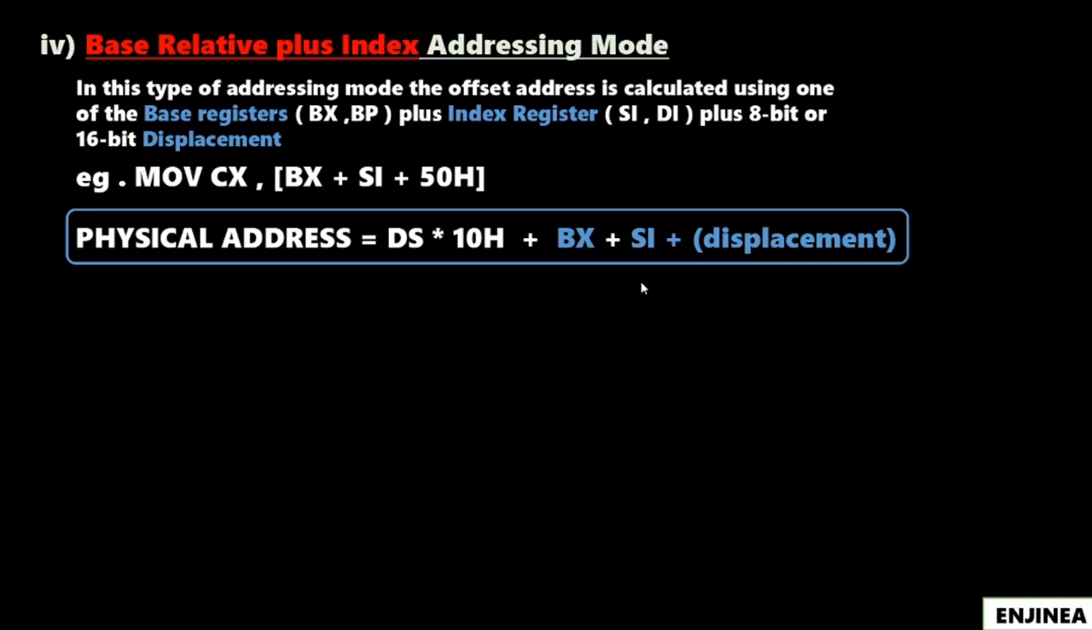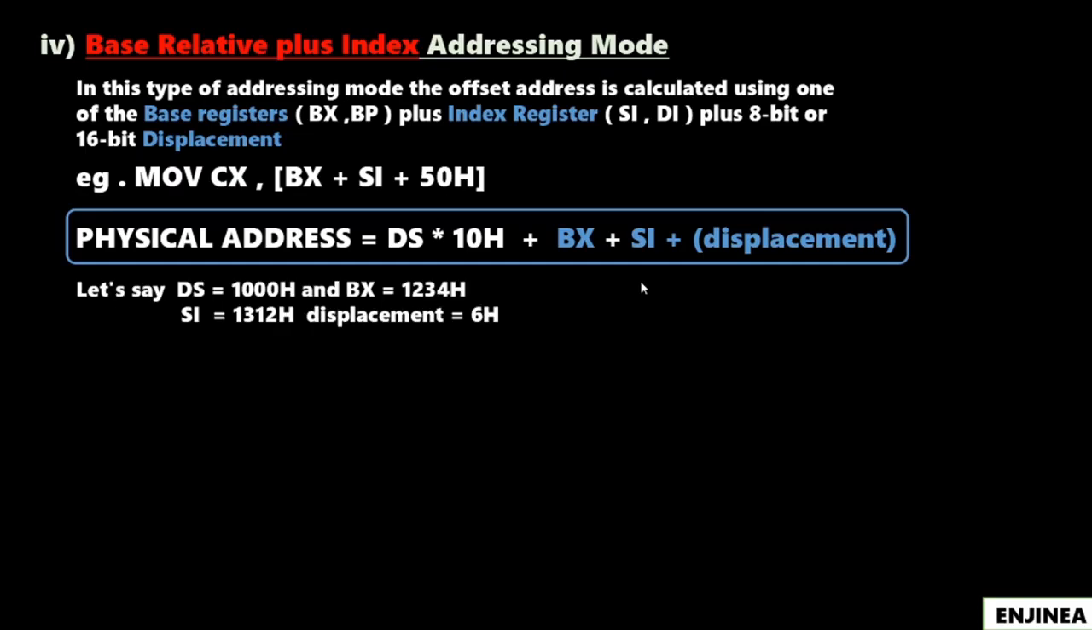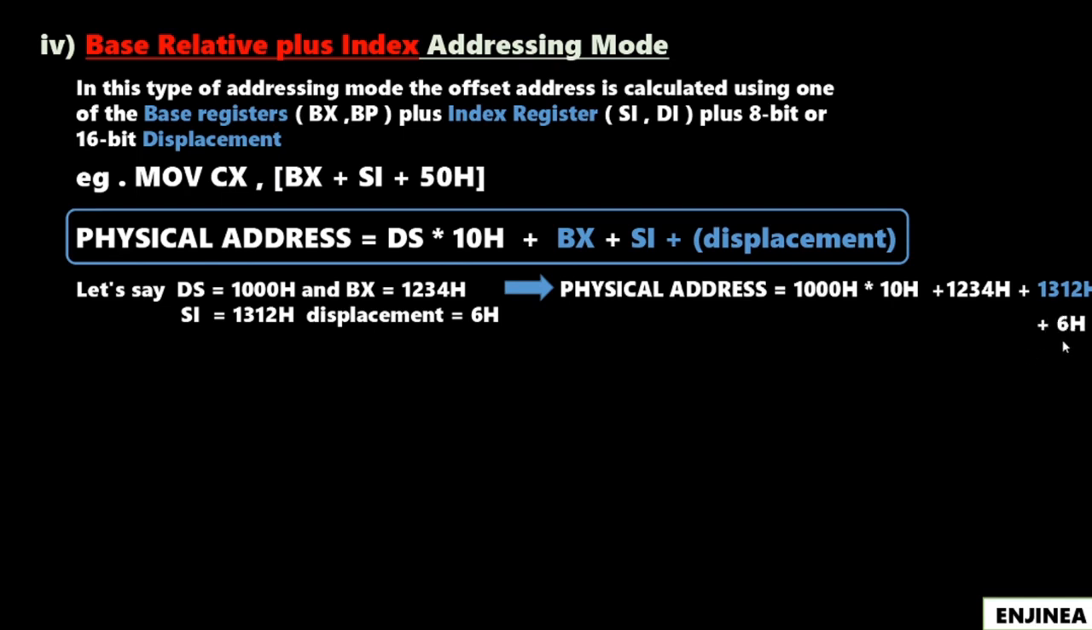So let's take up some values. Suppose DS is equal to 1000H, BX equals 1234H, SI equals 1312H, and displacement is equal to 6H. So the physical address will be calculated as 1000H into 10H plus this BX, which is 1234H, plus this SI, which is 1312H, plus the displacement, which is 6H. So the physical address will come as 12552H.